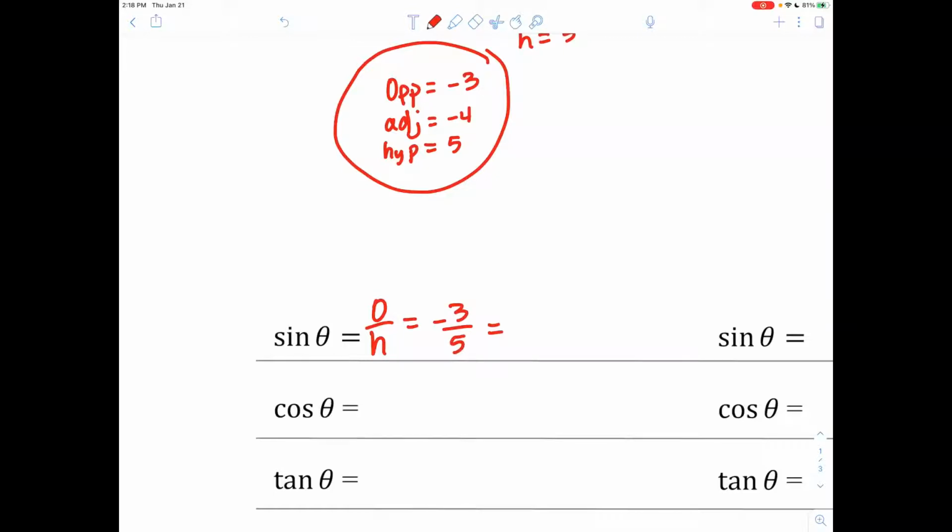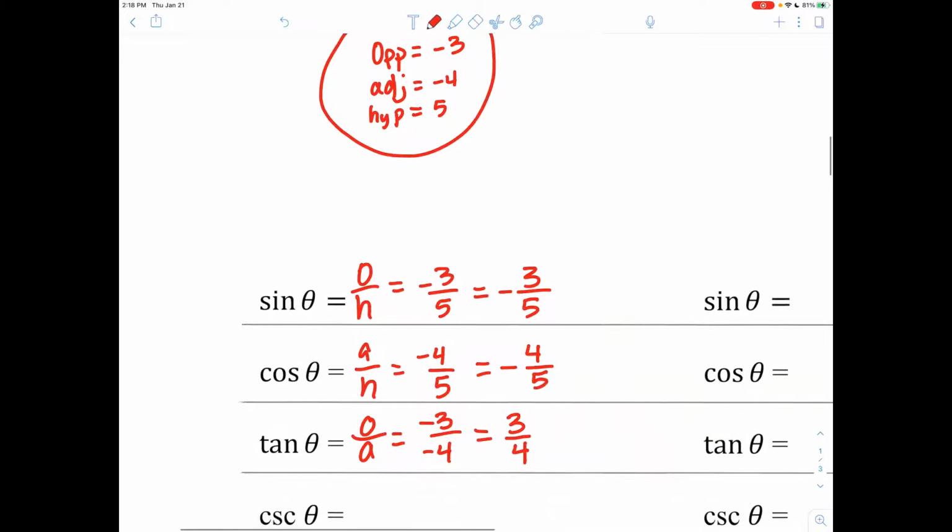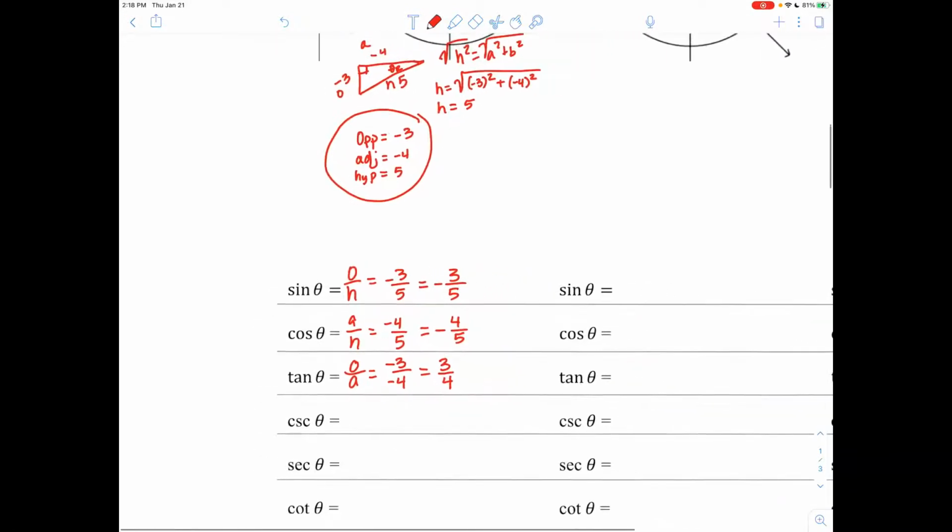I would like you to enter that as -3/5. Okay, cosine is adjacent over hypotenuse, or -4 over 5, which I would like you to enter as -4/5. Tangent is opposite over adjacent, and that is -3 over -4, simplifies to +3/4. Cosecant, we'll zoom out a little bit.